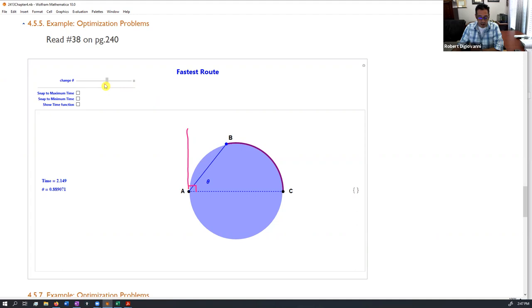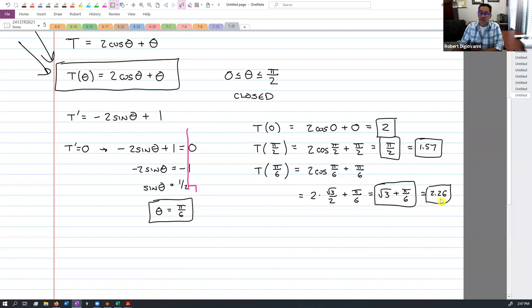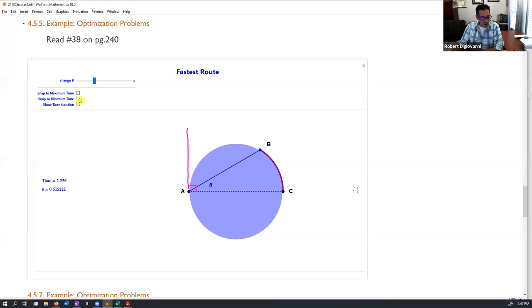In fact, if you look at our answers, 2.26 is not a minimum. It's a maximum, isn't it? And that happens at pi over 6. So if she wants to actually take her time, enjoy the scenery, then she should go to pi over 6. There it is. I have it programmed on the computer right there. If she aims at pi over 6, goes across, and then walks the rest of the way, that will take her the longest amount of time. If she wants a minimum, shortest distance, she's going to walk the whole way.